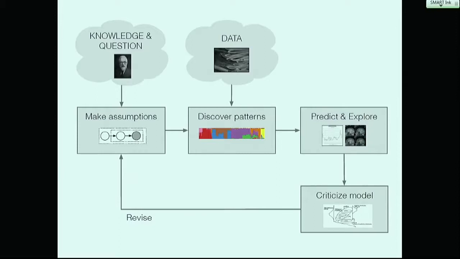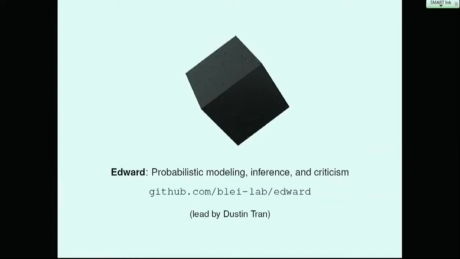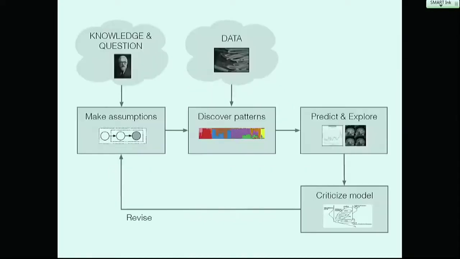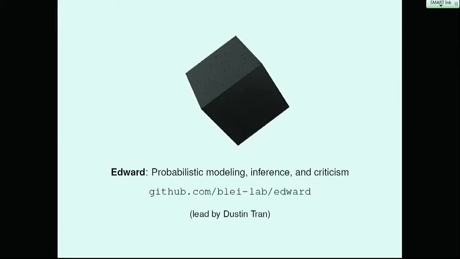But of course, we can't do this if we don't have easy ways to do inference with many, many models. Okay, and we're working on that now. This is a library that we're working on called Edward, which does probabilistic modeling, inference, and criticism. This picture makes it look really easy. Edward is not as easy as that yet, but it's getting there. And if you're interested in this stuff, I encourage you to check out Edward.